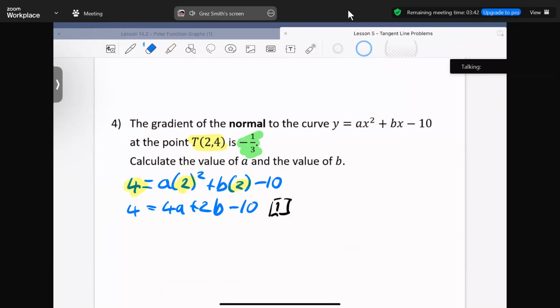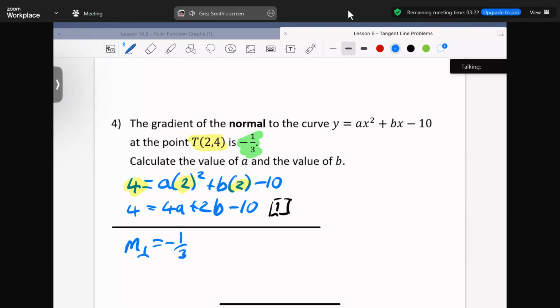How about the green one? What is the -1/3? The gradient of what? Of the normal. So if the gradient of the normal is equal to -1/3, what is the gradient of the tangent? What is the derivative? What is the value of the derivative going to be? And at which x value?